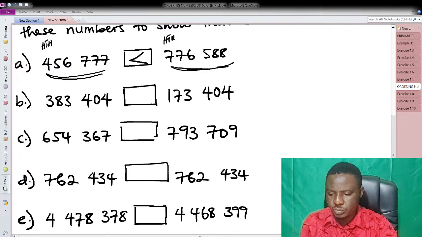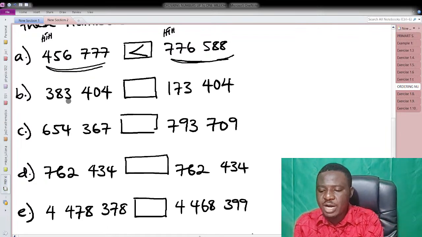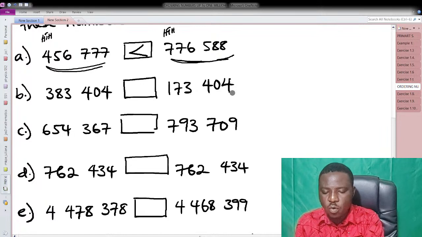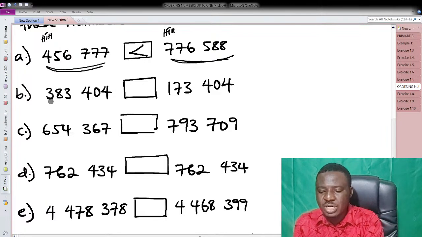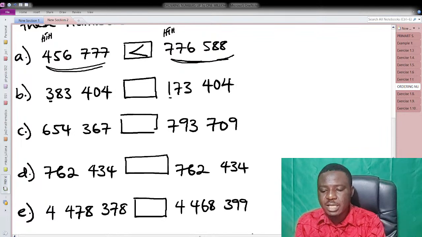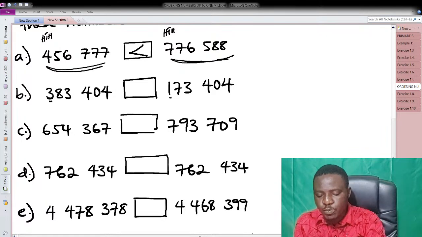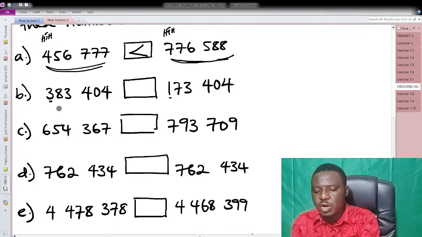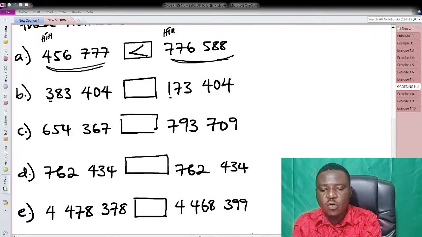B, we have 383,404 and 173,404. They are both of the same hundreds of thousands, but we know that 300,000 is greater than 100,000. So automatically, everything you have at the back of it is said to correspond with what you have. So 383,404 is greater than 173,404.